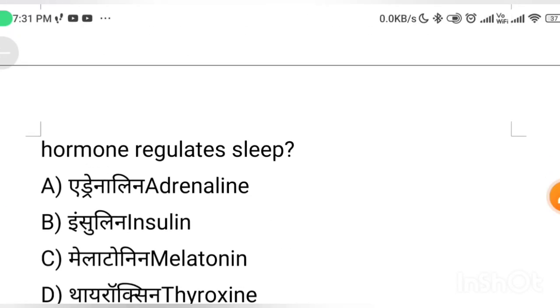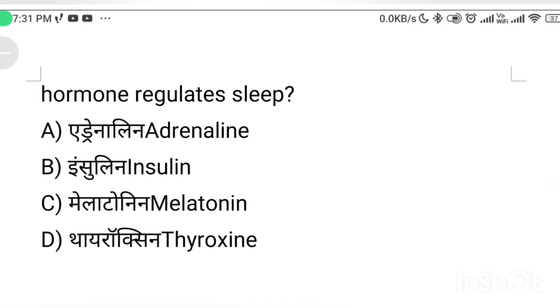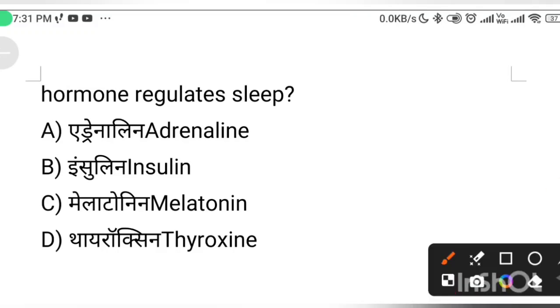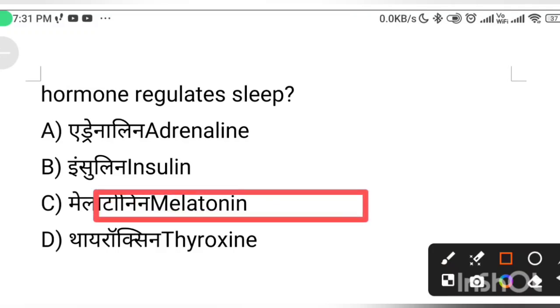Which hormone regulates sleep? Option A, adrenaline. Option B, insulin. Option C, melatonin. Option D, thyroxine. Correct answer is option C.